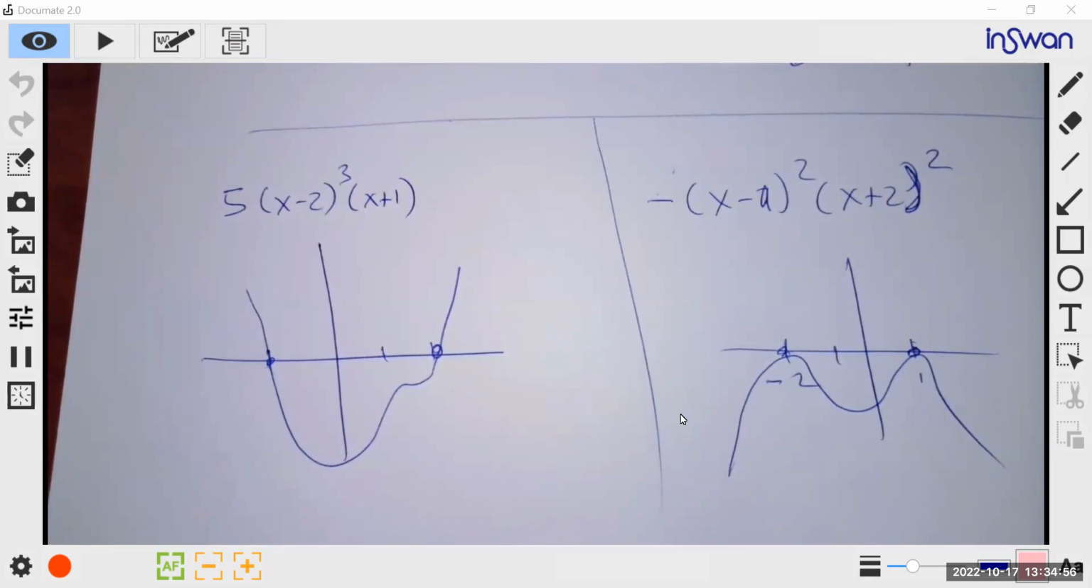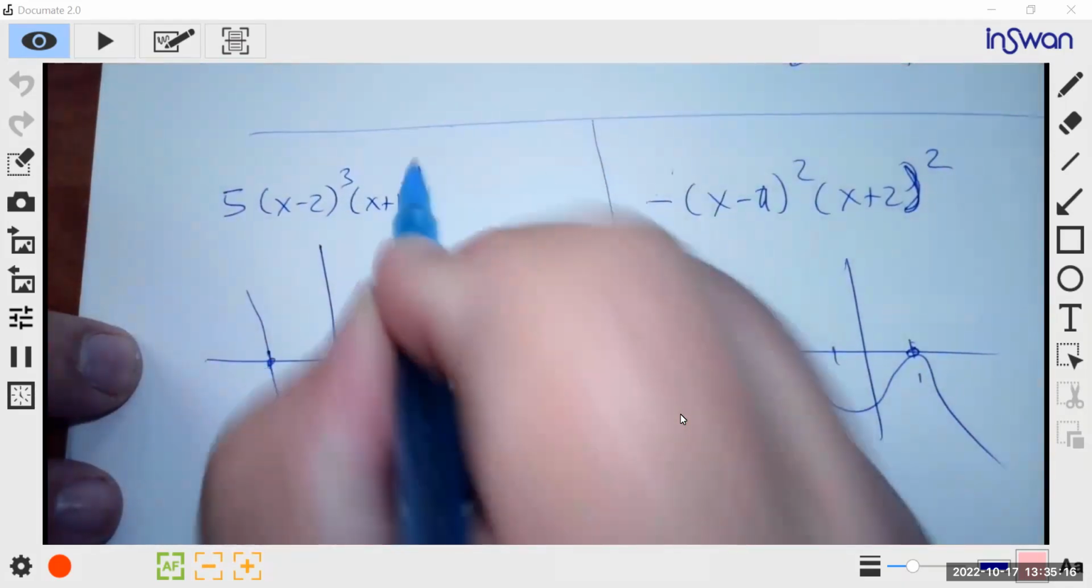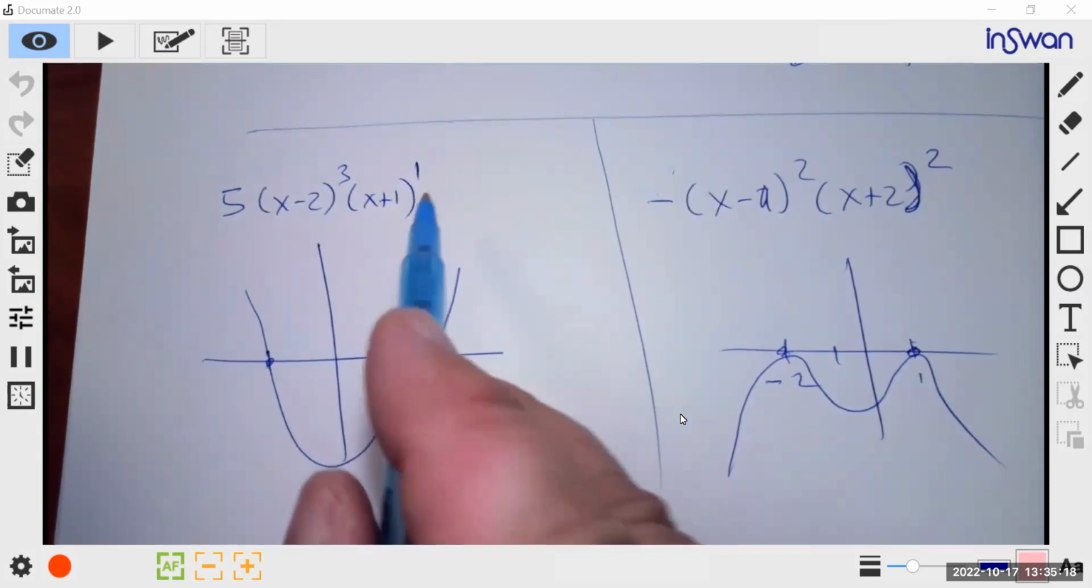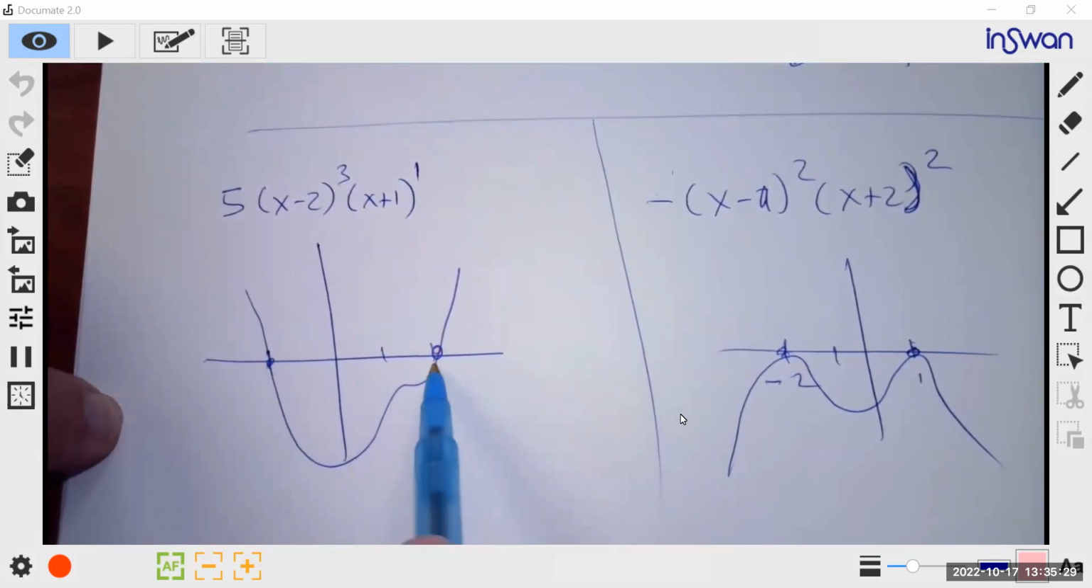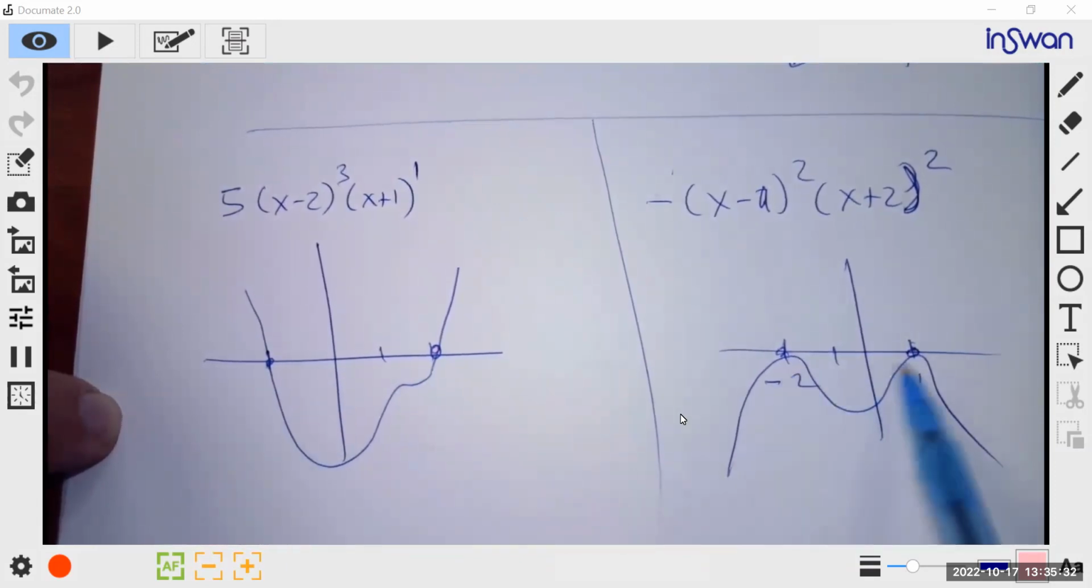What's different about those two equations? Not the graphs, but the equations. Nope. No, I mean that's one because there's only one of those equations there. They're both degree 4, but this one crosses at those x-intercepts. This one only bounces at them. Why?